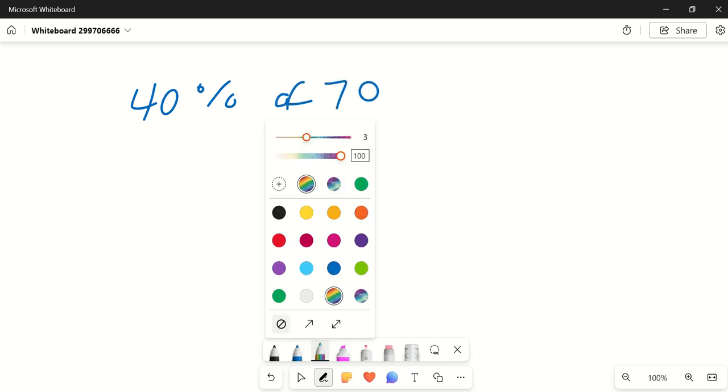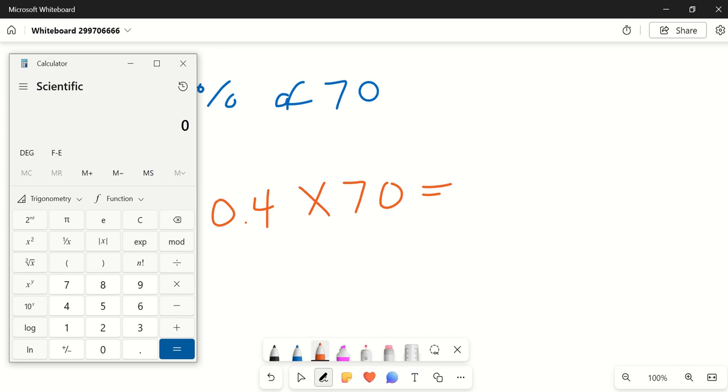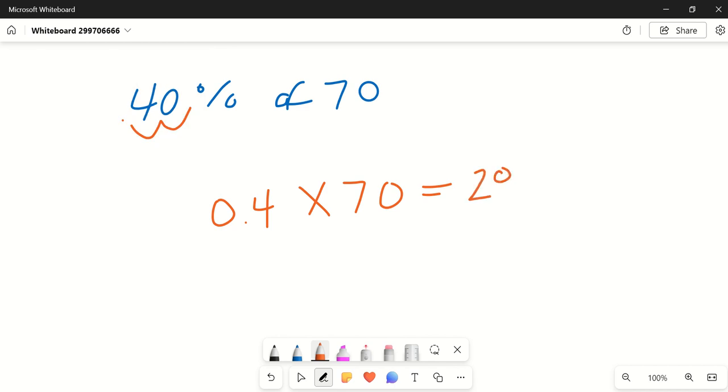I'm going to use the decimal method here, 1, 2. So this would become 0.4. Again, I don't have to write it as 0.40 because the last 0 will fade away. And multiply it by 70. I'm going to plug that into my calculator. 0.4 times 70. Therefore, 40% of 70 will give me 28.